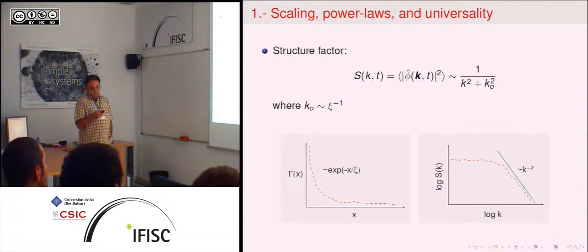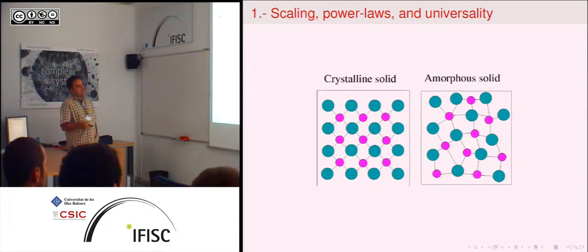In case the correlation function is exponential, the Fourier transform, this structure factor, is expected to be Lorentzian. And this k0 is the characteristic wave number, and it is proportional to the inverse of the correlation length. So an exponential decay in real space of the correlation function translates into a spectrum that has some k to the minus 2 scaling at short distances, and then at larger distances it becomes flat, which in Fourier space means that there are no correlations. The system is uncorrelated above some k0 wave number.